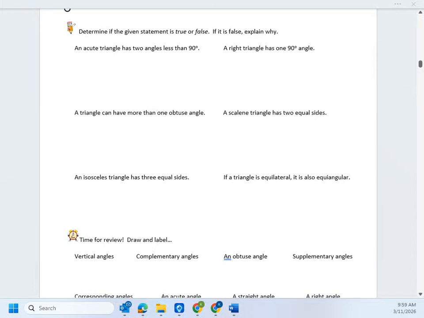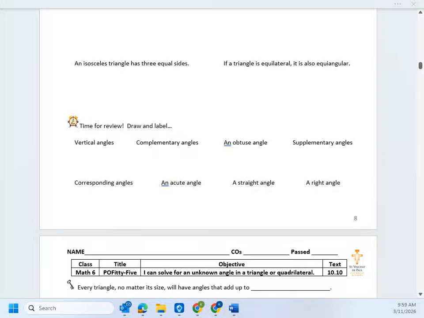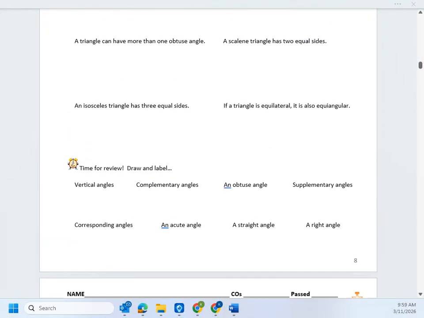Then we're going to have some true false. So read through it, decide, is this true, is it false? If it is false, say what makes it false. And then we have review on the bottom. If you don't remember any of those vocab words, go back to those objectives and look them up.